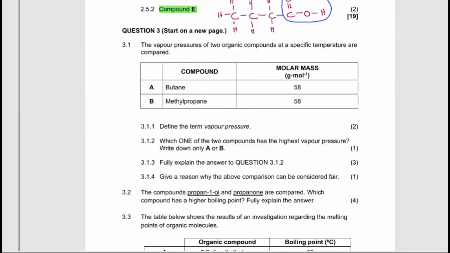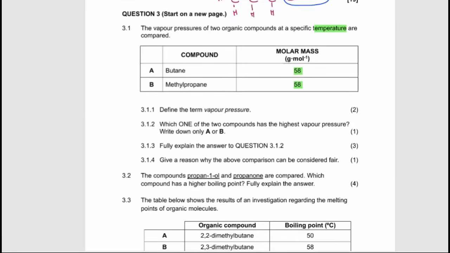So question 3, the vapor pressure of two organic compounds at a specific temperature are compared, right? So now we're having our butane there and then methyl propane, right? Molar mass is almost comparable, 60, 58 grams per mole. Then the first question there is we were supposed to define the term vapor pressure. So let's define the term vapor pressure.